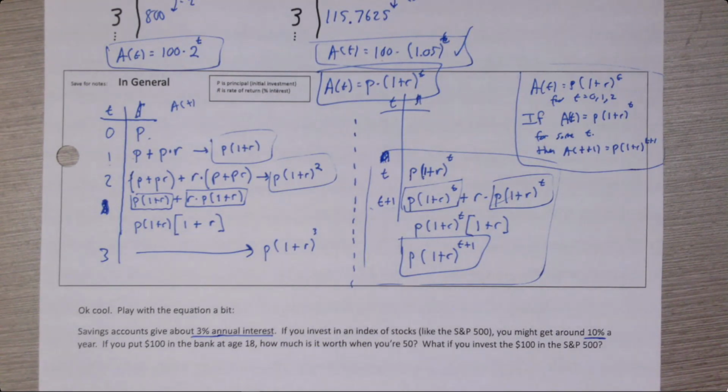Okay, so imagine that you put $100 in at age 18. How much would it be worth when you're 50 if you're investing in the bank or if you're investing in the S&P 500? So go ahead and work out those two values using your equation. And then come back for video 2 on the backside.